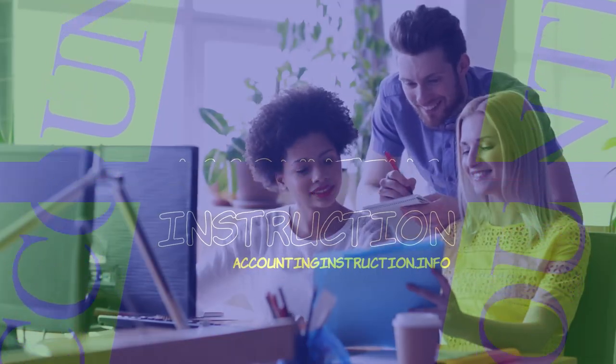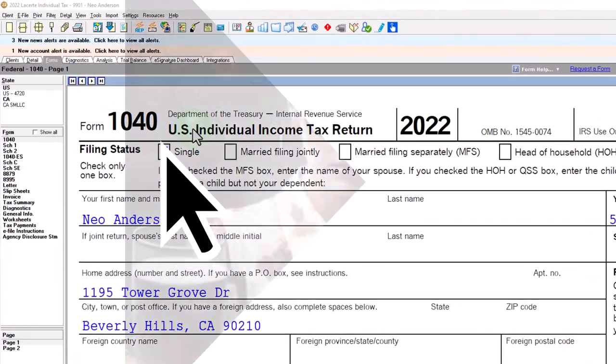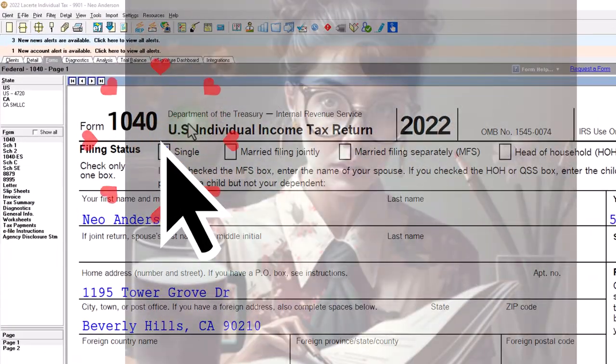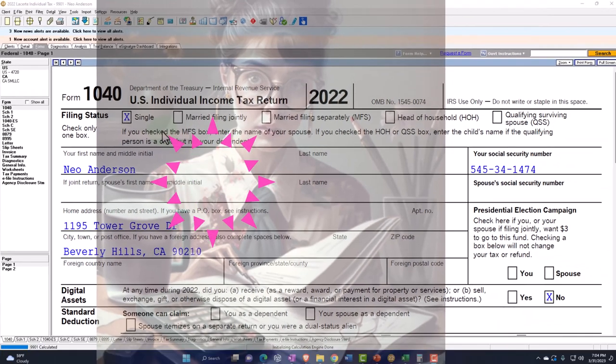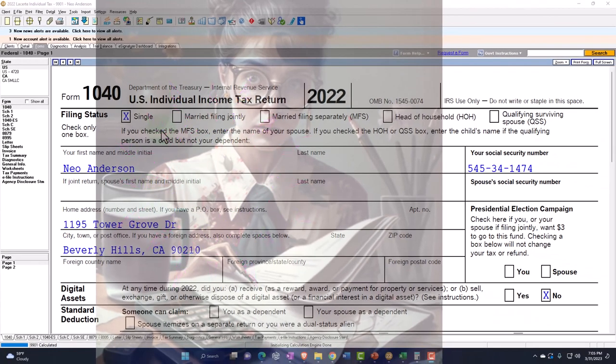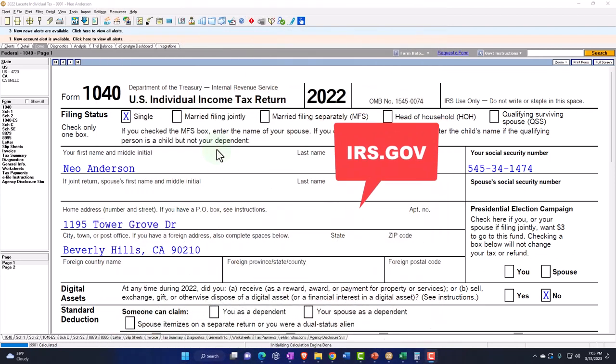Let's do some wealth preservation with some tax preparation. Here we are in our example Form 1040, populated using Lacerte tax software. You don't need tax software to follow along, but it's a great tool to run scenarios with. You can also get access to the Form 1040 related forms and schedules at the IRS website, irs.gov.